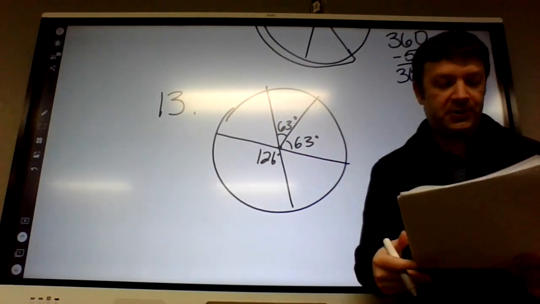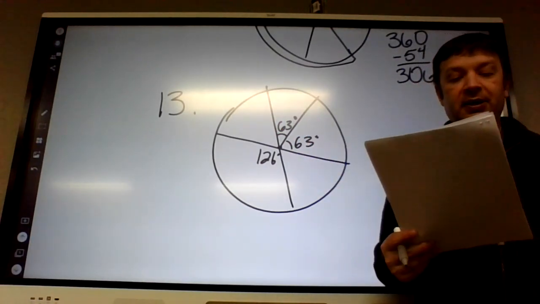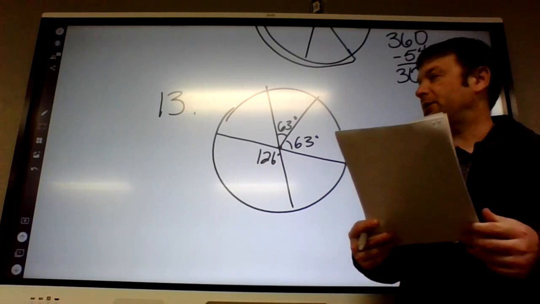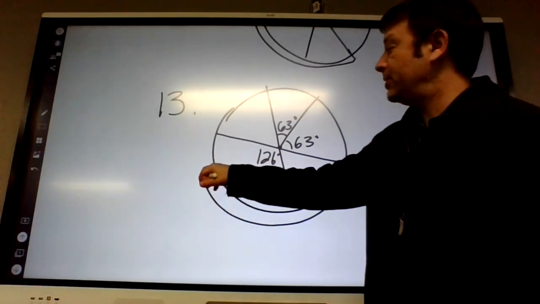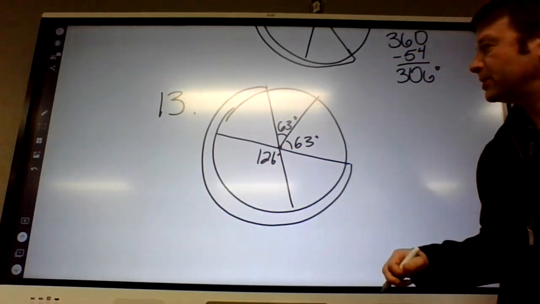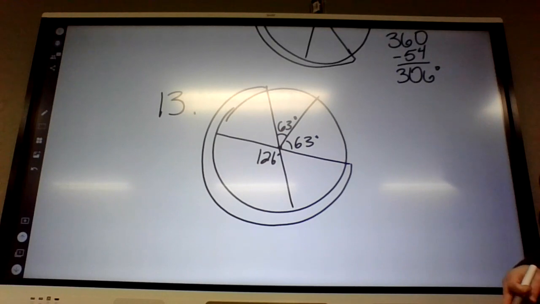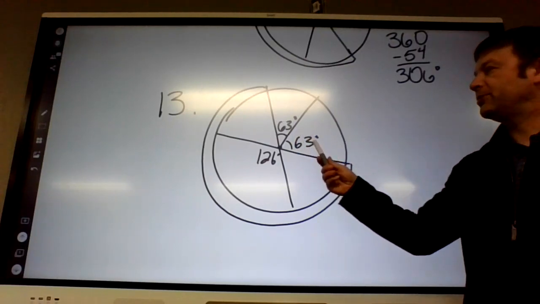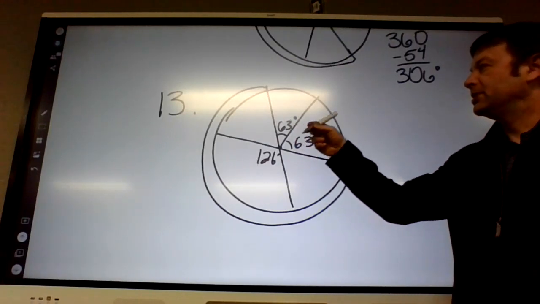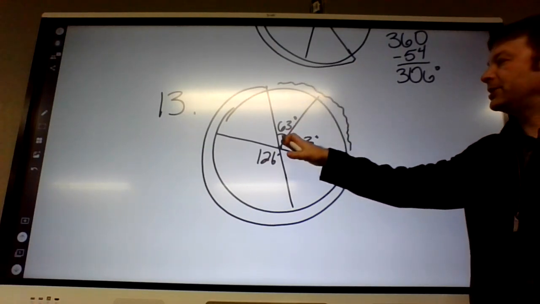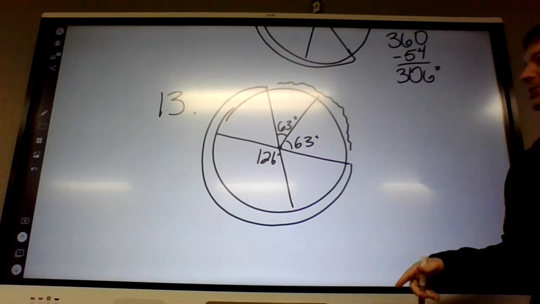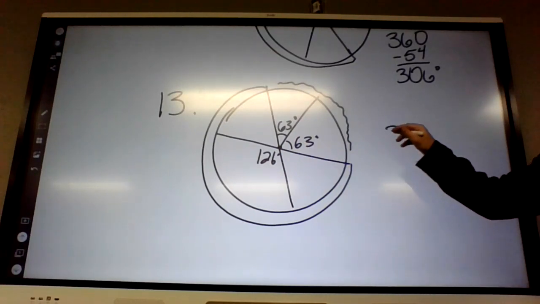Actually, I haven't even read the question yet. Arc EFC. I guess we didn't need to find that out. Because we're looking for the arc from here all the way to here, which includes 360 degrees, take away what? Take away the 126. So we're not including this arc, basically. So that's 126. So 360 minus 126.